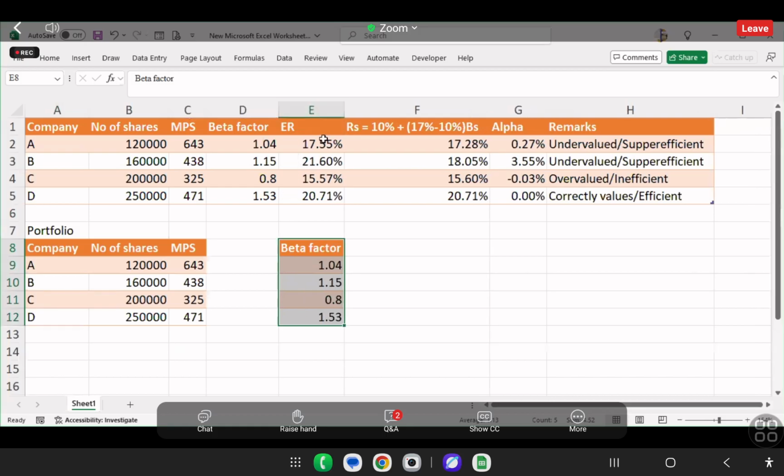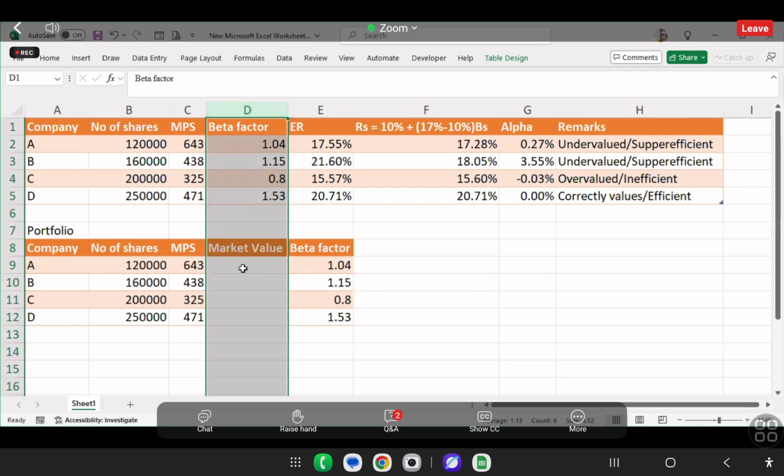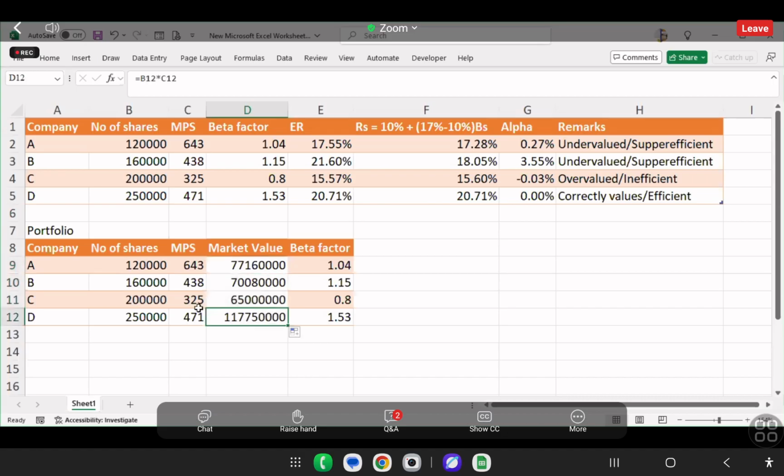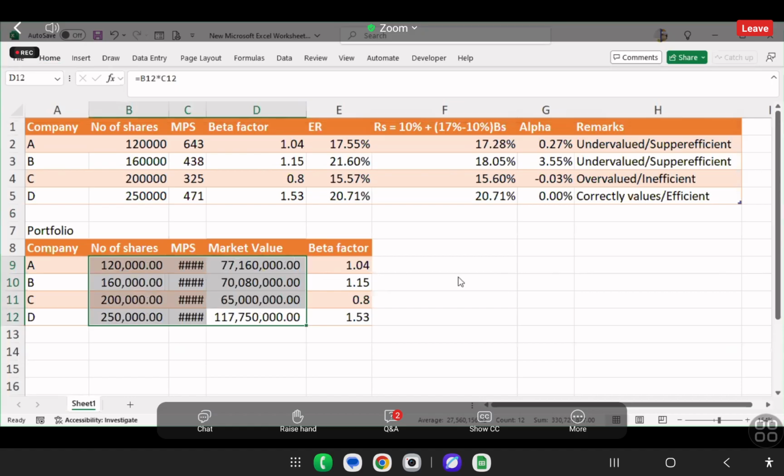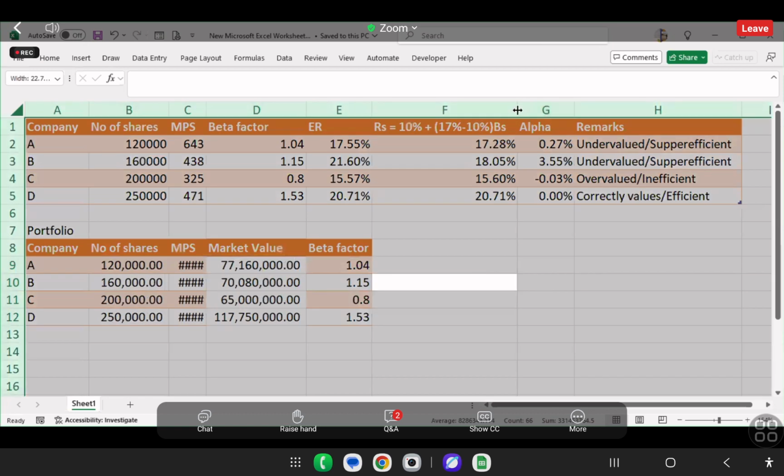I want to create another column here, market valuation, and the market value is equal to the number of shares multiplied by the market price per share. That is the market valuation. Let me give this one accounting format, like that. That is the market value for each of the items that we have.